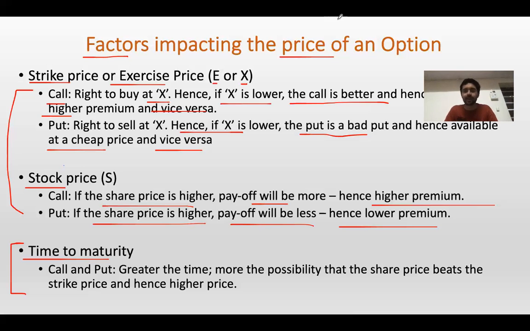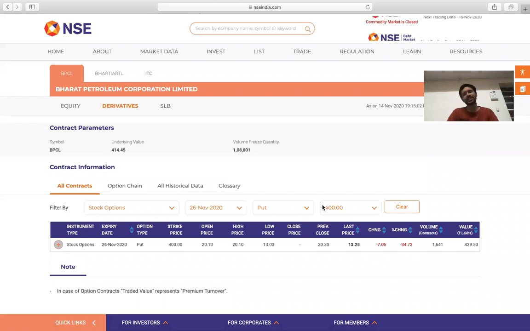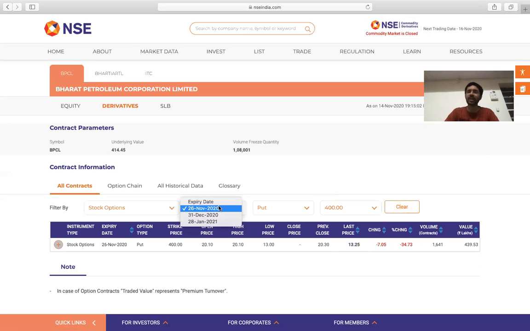So obviously, the greater the time to maturity, the greater the possibility of movement in stock price, and therefore it demands a higher premium. Now let's take a put option. I will only give you an example of a put option. If you want, you can check an example of a call option in the interest of time, right? A put option whose expiry is on 26th of November has a premium today of 13.25, right? If I change the time to maturity from 26th November to 31st December, the put option price should increase, right? Because the time to maturity is higher.